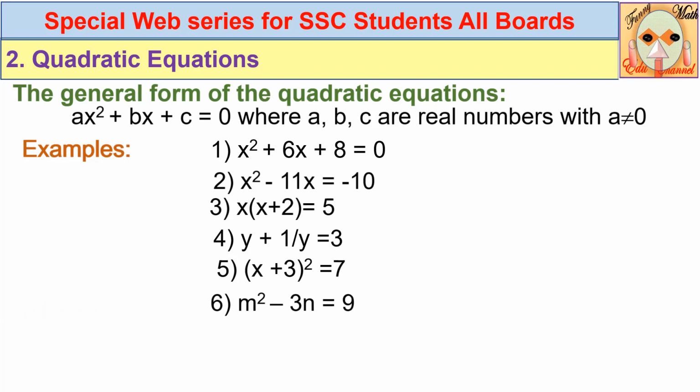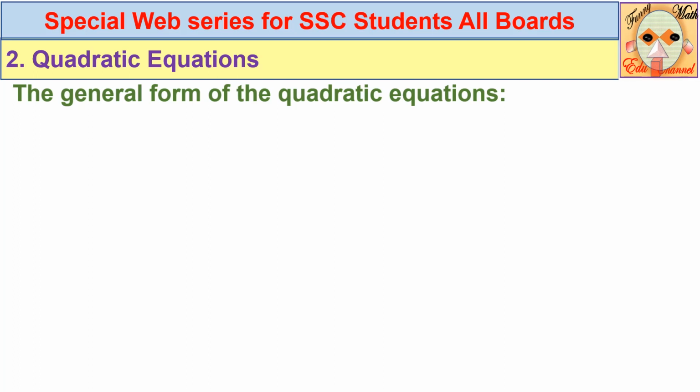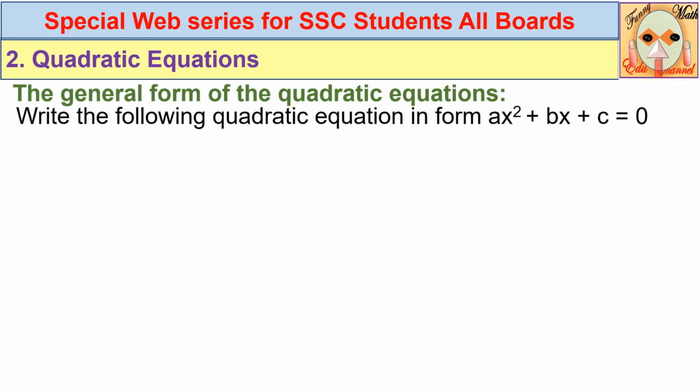Next example, m square minus 3n equals 9. This is a quadratic equation in the variable m. And now 7th, x square equal to 9. Now 8th one, 2x minus x square equal to 13. So in this way we have seen the examples of quadratic equations. The general form is ax square plus bx plus c equal to 0. Keep in mind.